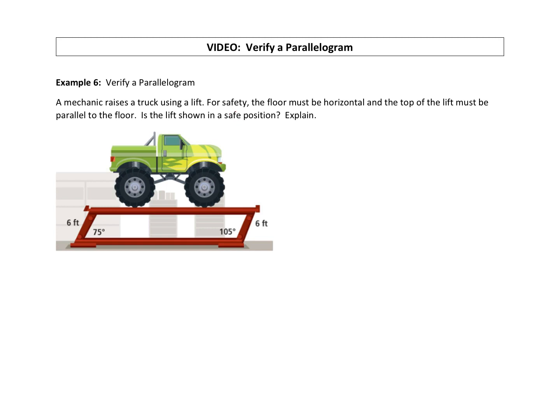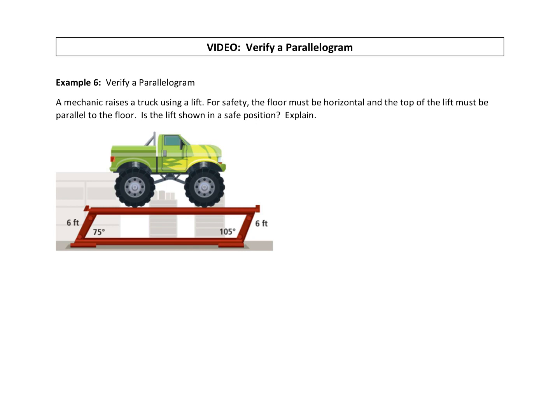For safety, the floor must be horizontal to the top of the lift. Wait, for safety, the floor must be horizontal. So we can't be on like an angled floor. And the top of the lift must be parallel to the floor. So for safety, the top and the bottom have to be parallel, and then this has to be horizontal. Is the lift shown in a safe position?